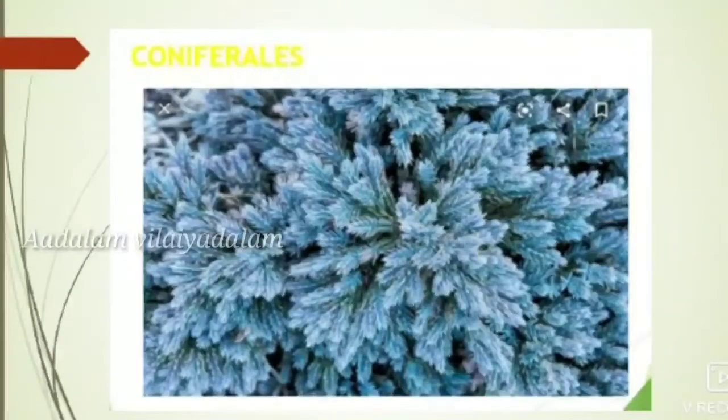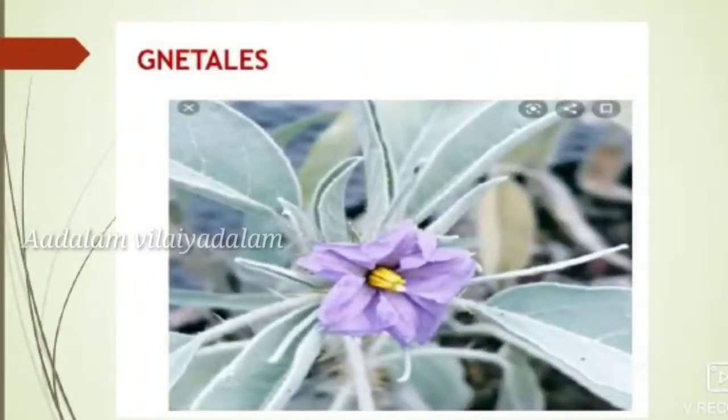And the third one is Coniferales. They are evergreen trees with a cone-like appearance, and they have needle-like leaves. Example, Pinus species. And the fourth one is Gnetales. These are a small group of plants and the ovules are naked. Example, Gnetum species.